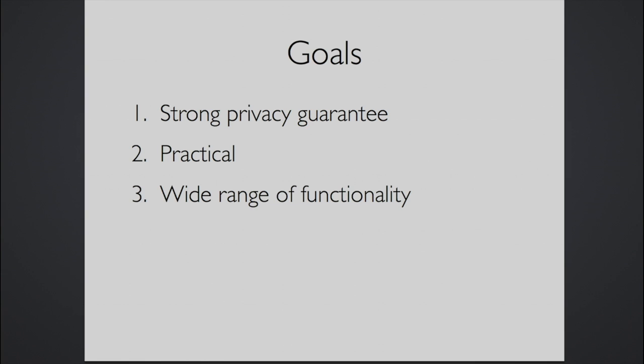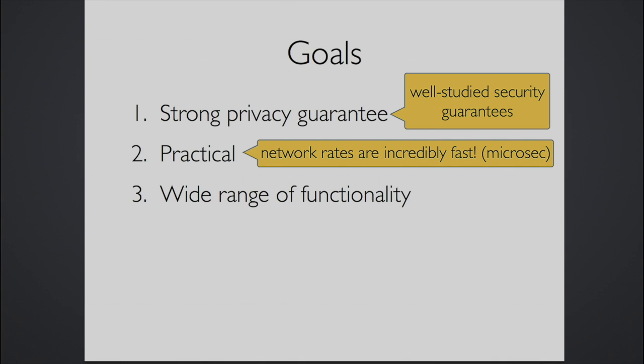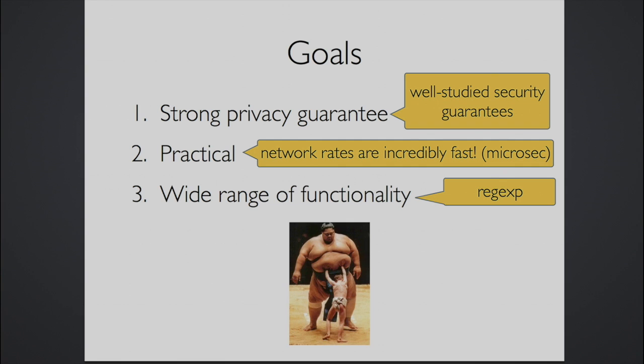we have three goals we want to provide. So one, we'd like to have strong privacy guarantees. So we'd like to use a security notion that already exists and is well studied. We'd like to be practical, and this is really hard because network rates are on the order of microseconds. So not a lot of cryptography remains that could be used in this setting. And we also want to have a wide range of functionality because some of these rules can be quite sophisticated. For example, they could even be regular expressions. So it's clearly very challenging, and we're very ambitious here. But actually, BlindBox achieves these goals. So let me tell you how.